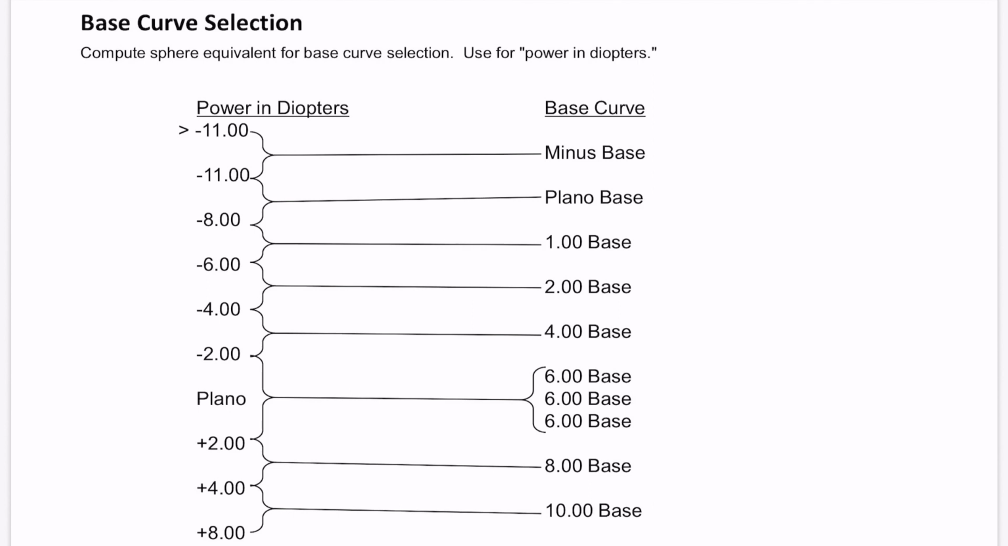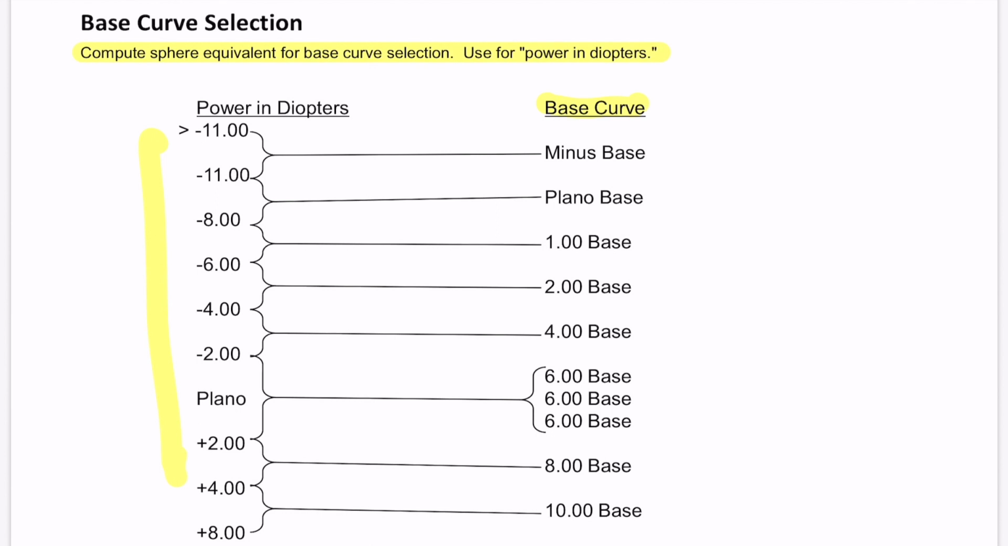Next, we're going to learn about base curve selection. Remember, the base curve is the front unground curve of the lens. Depending on the dioptrical power you're trying to make, you need to choose a different base curve because you can only grind so many curves into the back. For the purpose of this, as you learned in the last section, we compute sphere equivalent for base curve selection to use in the power in diopters.